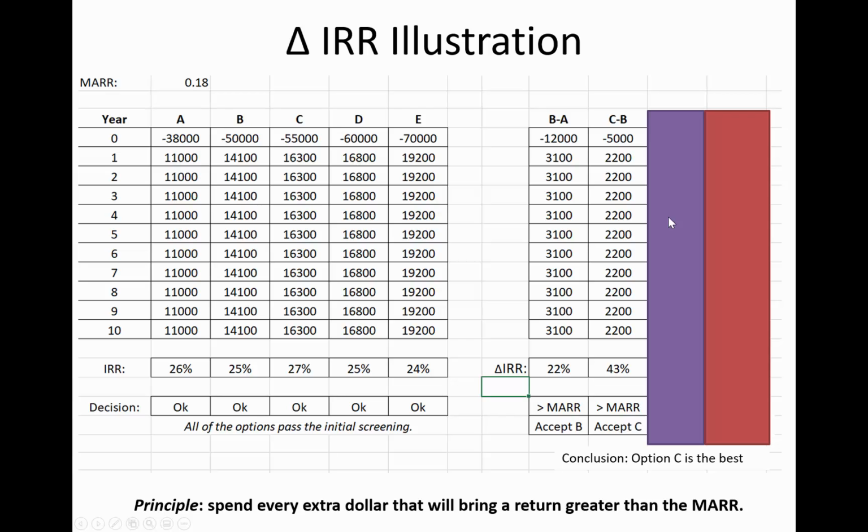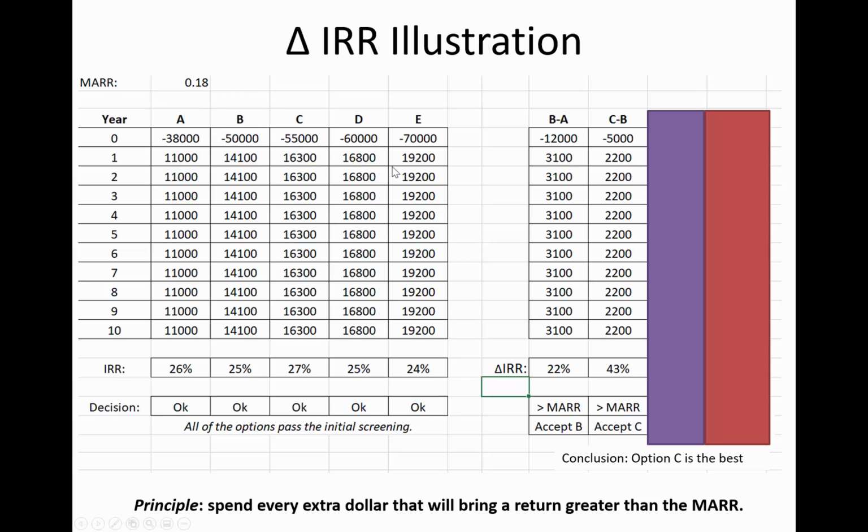C versus B. You can see it only costs an additional $5,000 for option C, but yet we get a big increase in the revenue each year, $2,200. And so the rate of return on the additional $5,000 is 43%, and since that's greater than the MAR, you accept option C. And so now option C is the champion, and the next matchup is going to be against the current champion, which is option C.